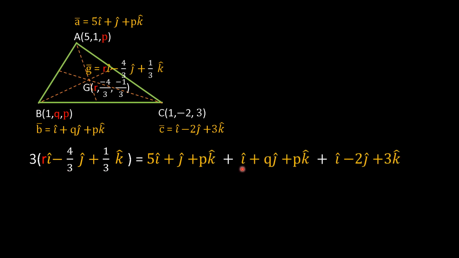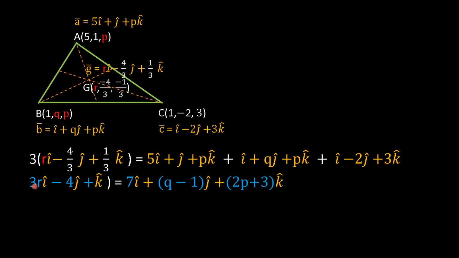After cross multiplication we write this. This will be 3r, this 3 cancels with this 3, it will be minus 4 J, this 3 cancels with this 3 and leaves 1 only. Then 5 plus 1 is 6, 6 plus 1 is 7 I, then 1 plus q minus 2, so that will be (q minus 1) J, and p plus p, that is 2p, 2p plus 3, so (2p plus 3) K.